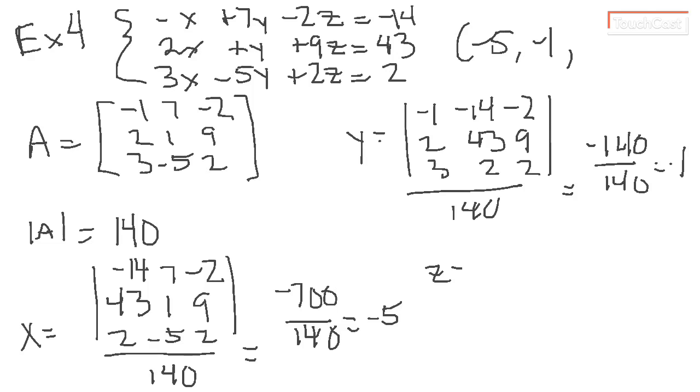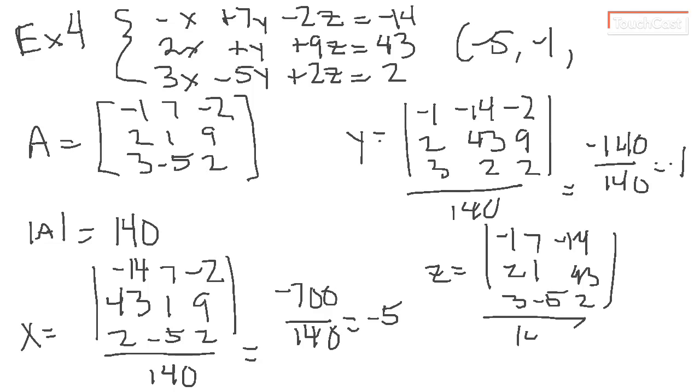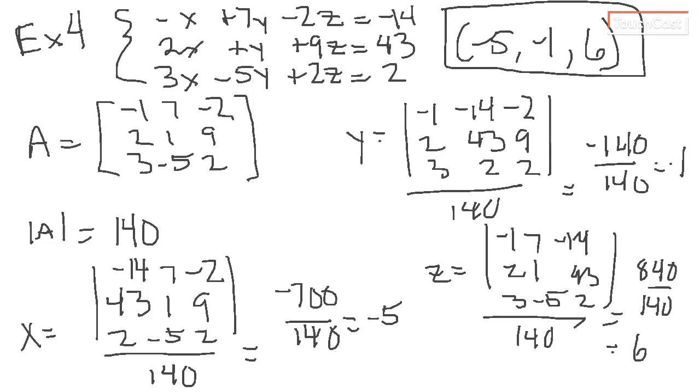Z is going to be the determinant of negative 1, 7, negative 14, 2, 1, 43, and 3, negative 5, 2 divided by 140. And again, using my graphing calculator, I'm going to find that the top gives me 840 over 140, which simplifies to 6. So my answer is negative 5, negative 1, 6. And we're going to actually call this good. We're done with our lesson on solving systems with Cramer's rule.